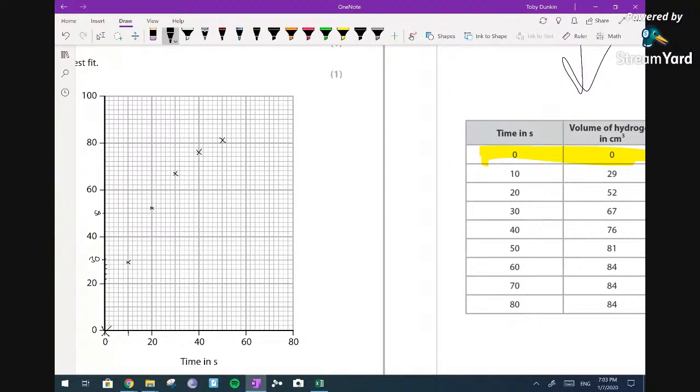And then 84 at 60. Just checking that. There you go. And then 84, 84, 84. So now the reaction has stopped. Right, so then we've got 1 mark. Please, in your GCSE, take 30 seconds to check your plots. Every one of your plots will be checked.